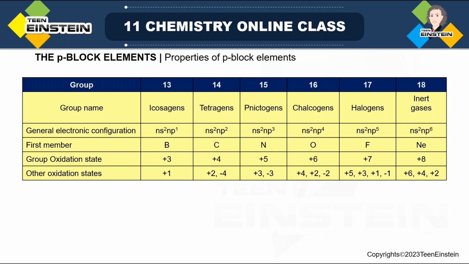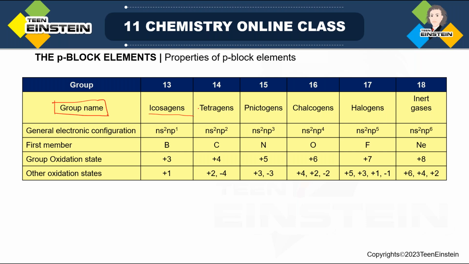Now, the properties of these p block elements. So I'm talking about the general properties. We have not started any particular group yet. We are talking about the general properties. Okay. So here you can see all the 6 groups, right? And you also use some specific group names, which you can see here.